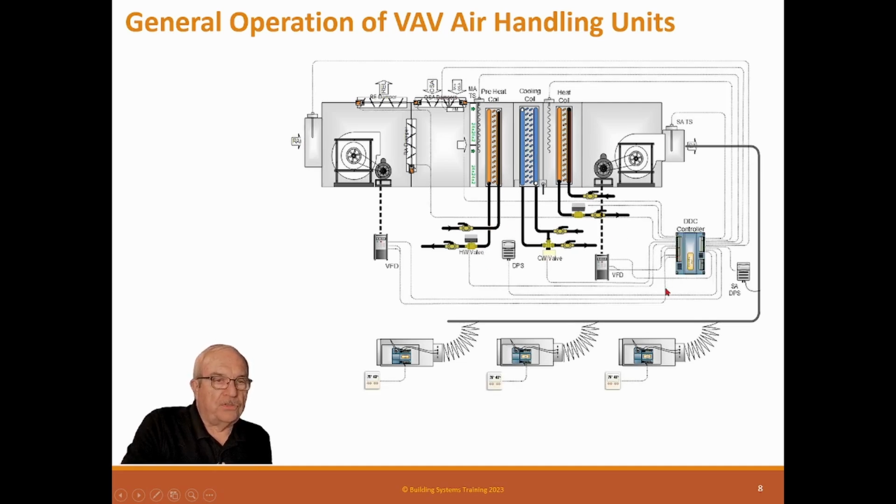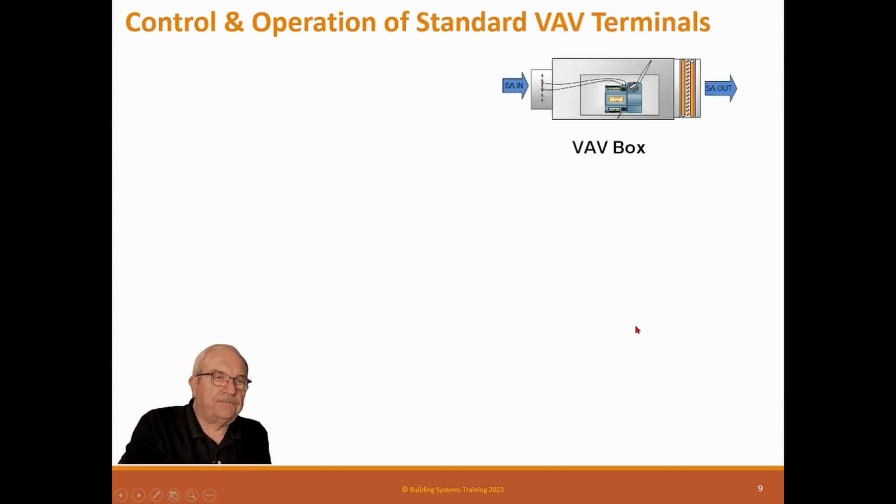We have a control system that has variable speed drives on the motors. It has a supply duct static pressure sensor. Actually, this one has a room pressure sensor. It has automatic actuators. We have a return air temperature sensor, a supply air temperature sensor. And of course, we have room sensors running these boxes.